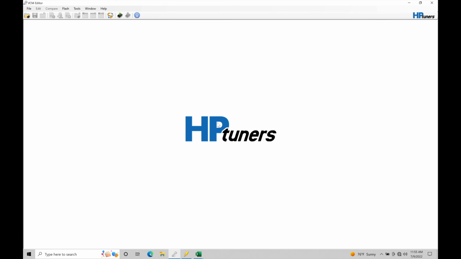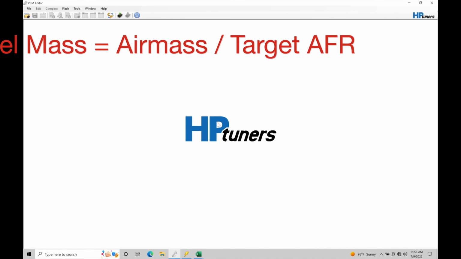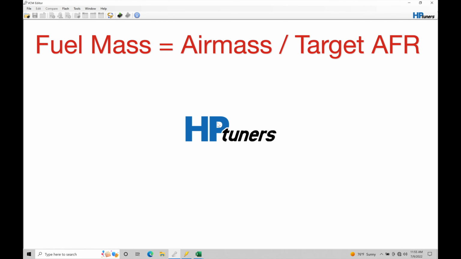So let's first jump in here and talk about the underlying equation that ties together our fuel and airflow models. This is one of the most important things that you can take away from this tutorial. That equation is going to be fuel mass is equal to air mass divided by target air fuel. Now, you may not have heard of the terms fuel mass or air mass. Let's break those down a little bit further so we can make sense of them.